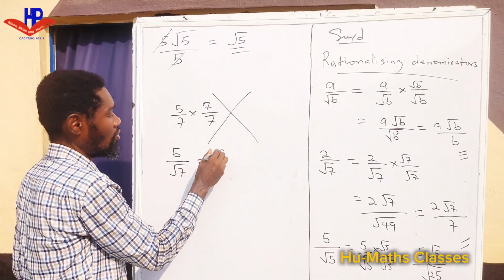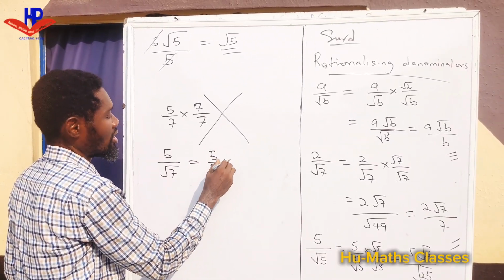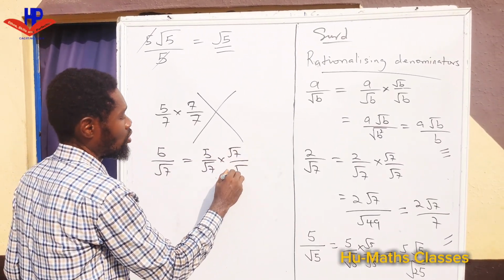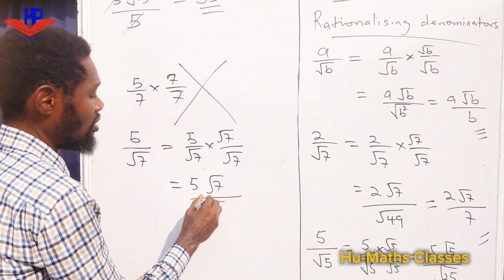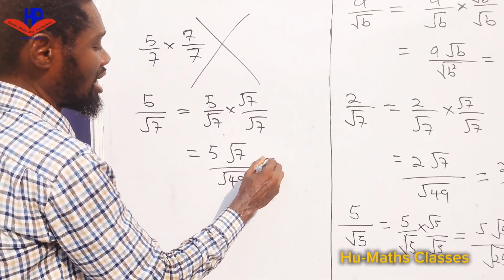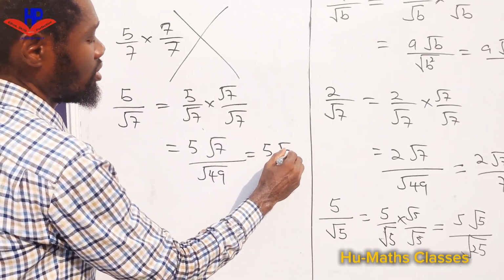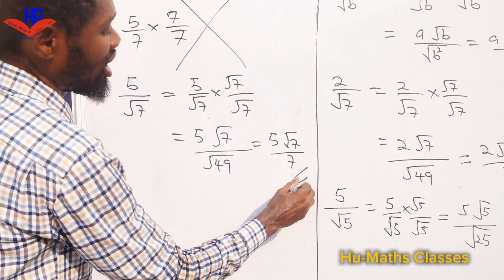Then you can do 5 over root 7 times root 7 over root 7. And that will give us 5 root 7 over root 49. And our final answer will be 5 root 7 over 7. This will be our final result.